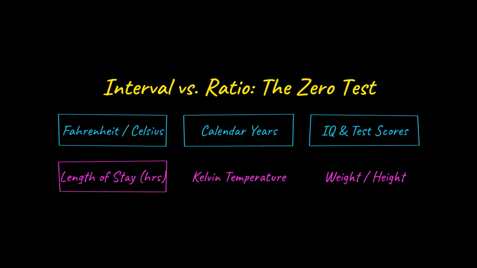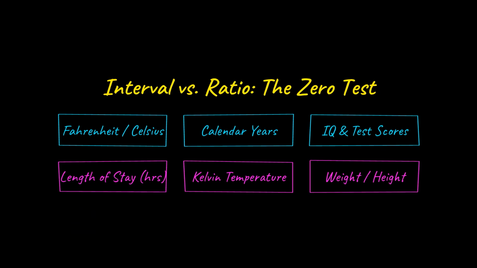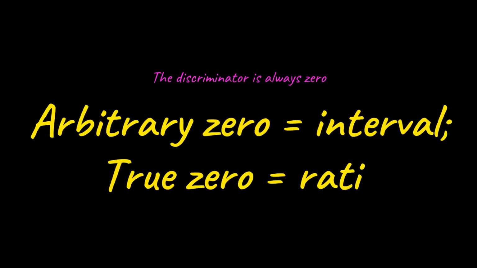Ratio data includes length of stay in hours, Kelvin, weight, and height. These share a true zero that permits statements like one value is twice another. The exam test is always the meaning of zero. If zero on the scale still represents some amount of the quantity, as with Fahrenheit, the variable is interval. Only when zero means a genuine absence does the scale rise to ratio level.